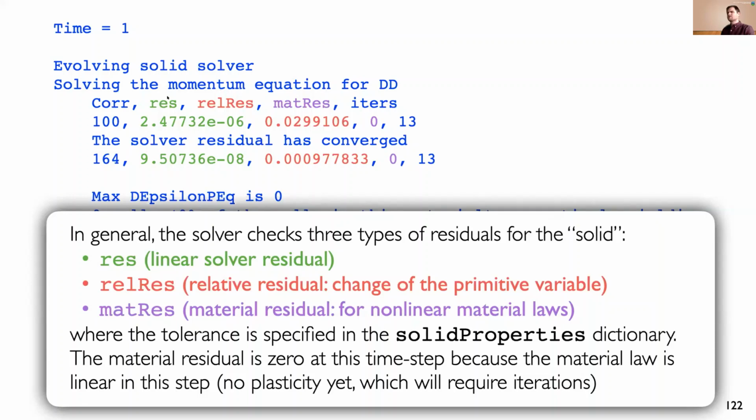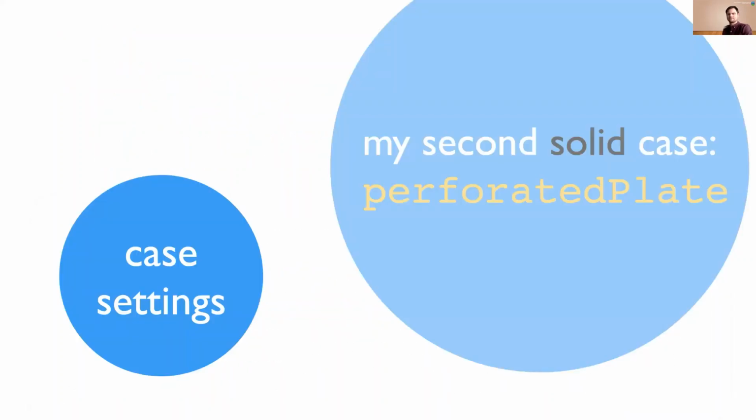So there's three types of residual here, a green, a red, and a purple. There's res, which is like the initial residual printed by OpenFOAM. And rel-res is one that is calculated based on just the change of the displacement field. So it's good to check both of these. And then there's a material residual. If we have plasticity in a step, which is a nonlinear process, we want to make sure that's also converged. So we check for all three of those things.